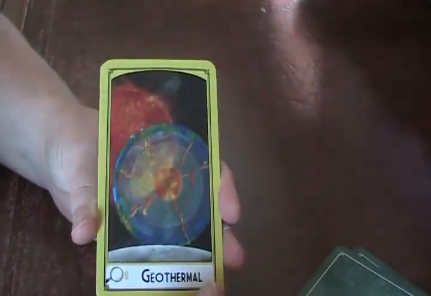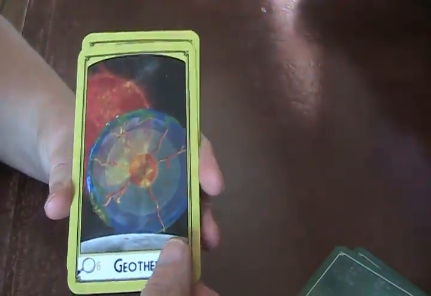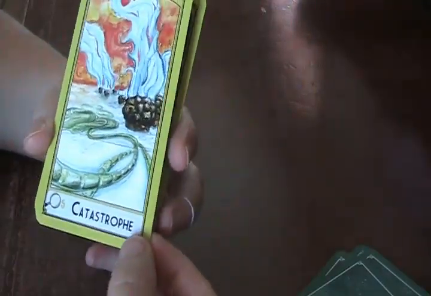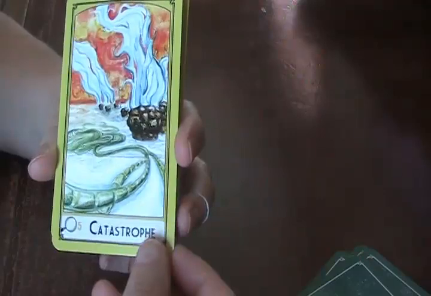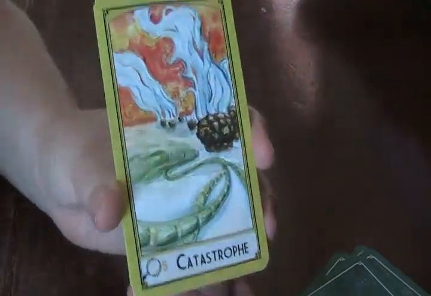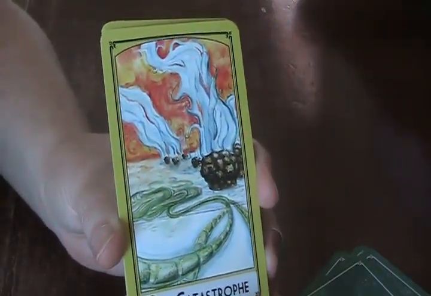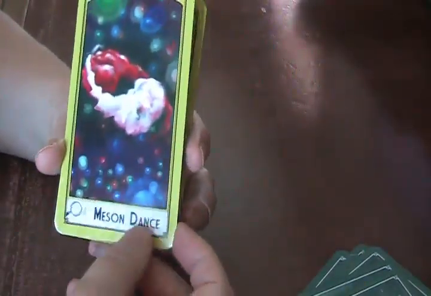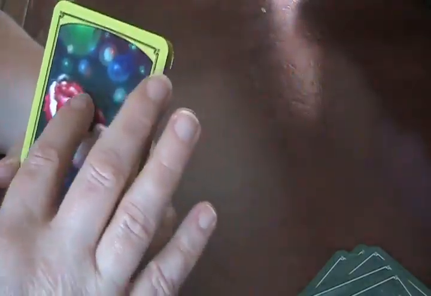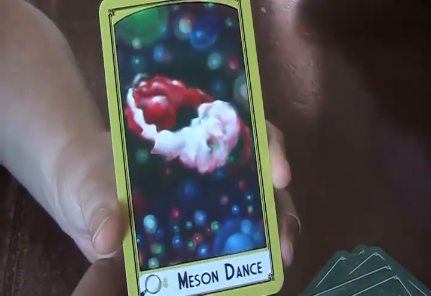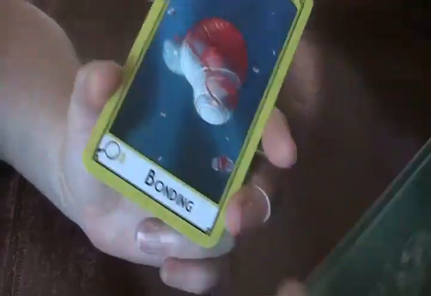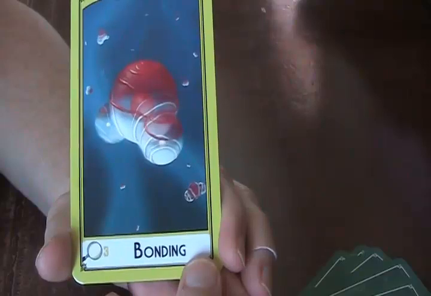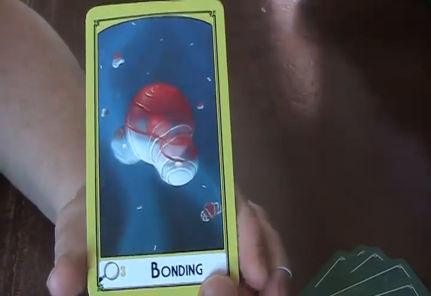Geothermal. Catastrophe 5. I'm guessing this is floods versus fires. Maison Dance. I don't remember what this is about, but it looks atomic or subatomic. Chemical bonding. 3 of Pentacles.